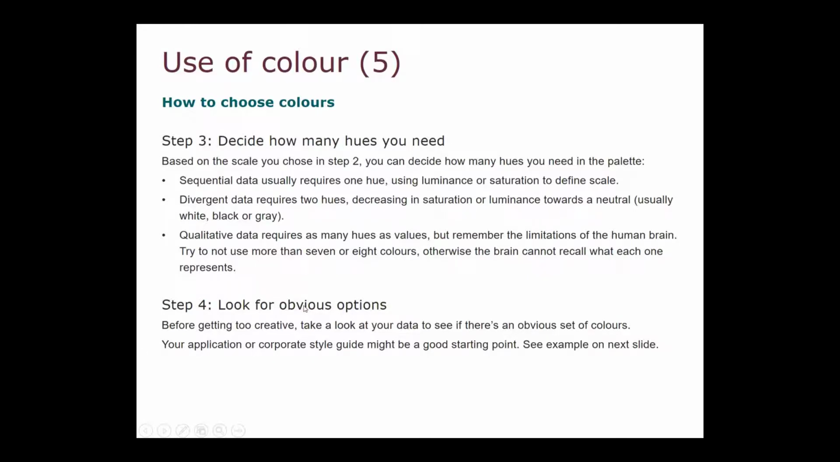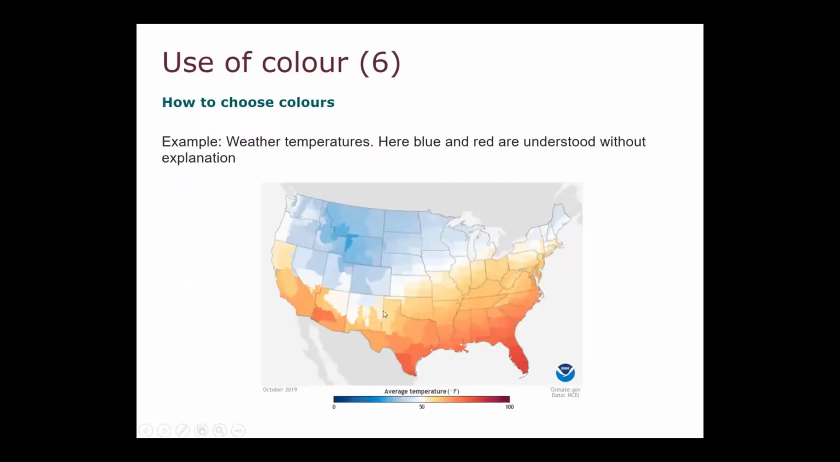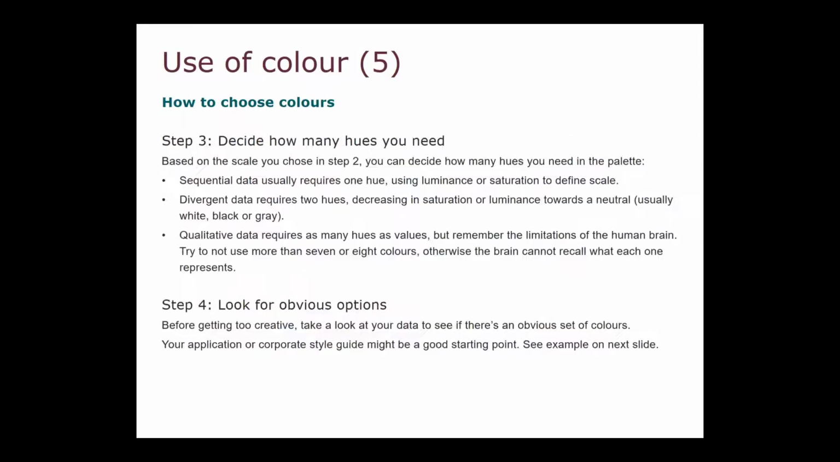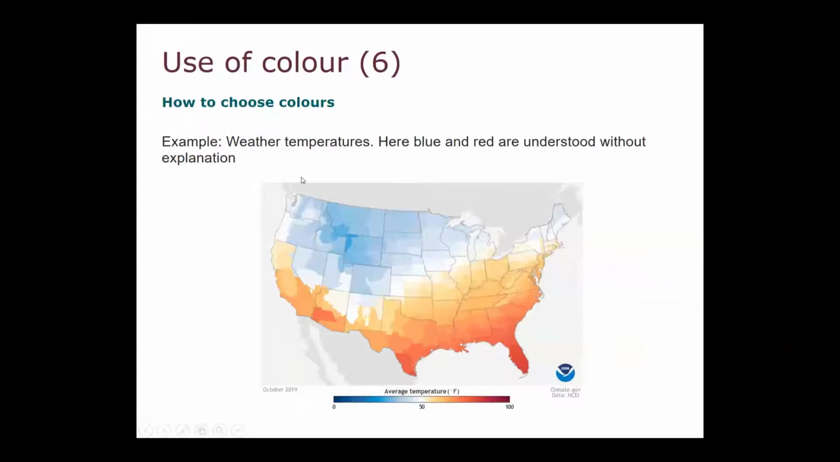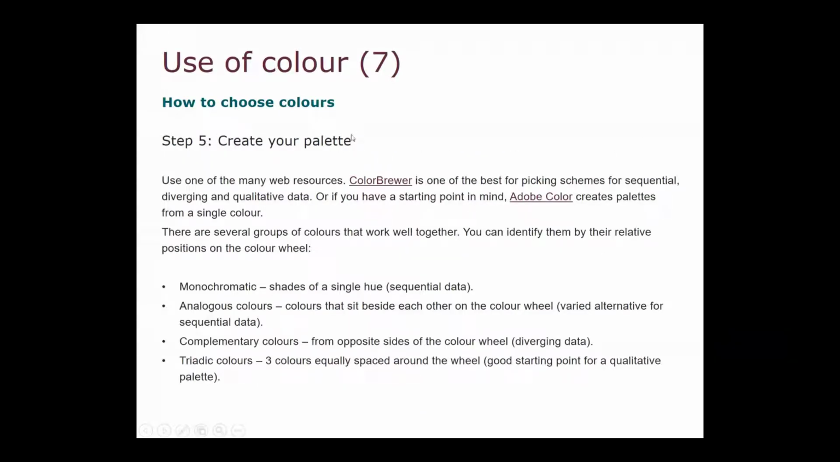And step 4, look for obvious options in colors. So for example, this is the example of the option. The obvious options are like when you work with weather temperatures, for example, you know the blue will indicate cold and red will indicate hot. So don't then try to use other colors. If there are obvious colors to use for your data, then use that. And then step 5 is to create your palette and work further with it.